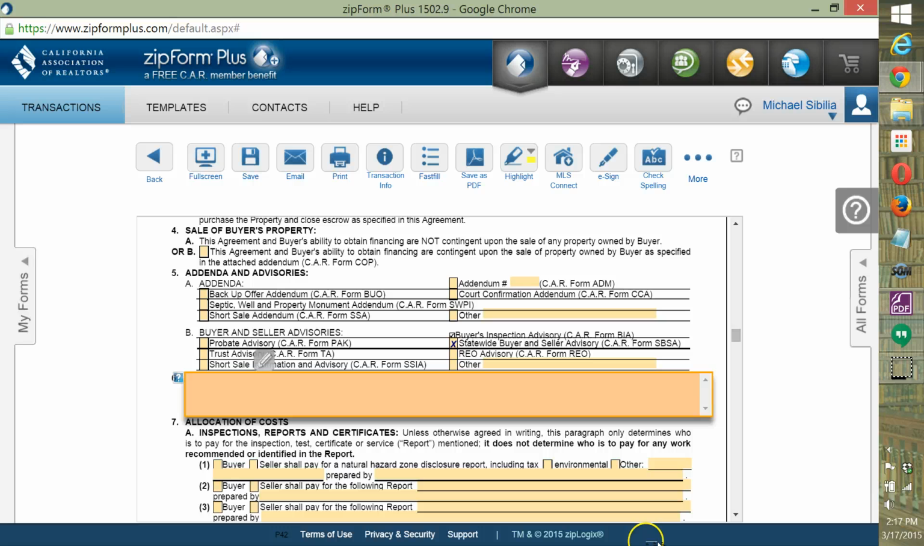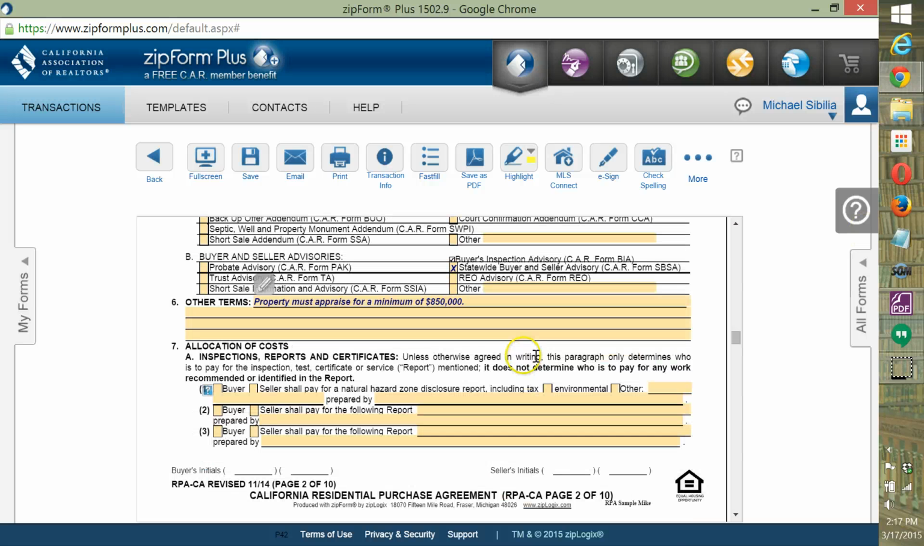Other terms, this is where we could write in: property must appraise for a minimum of $850. Right? If that was the amount.